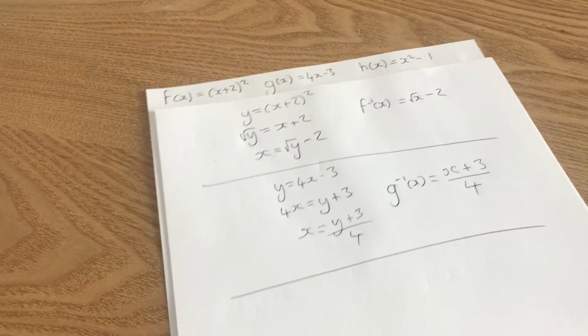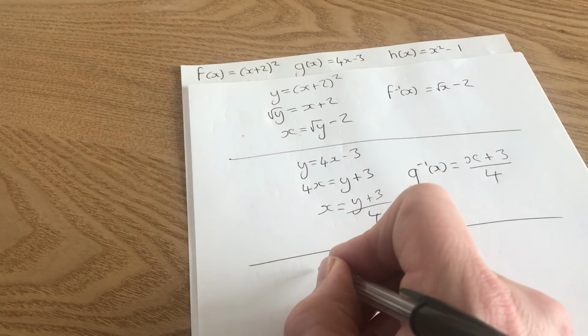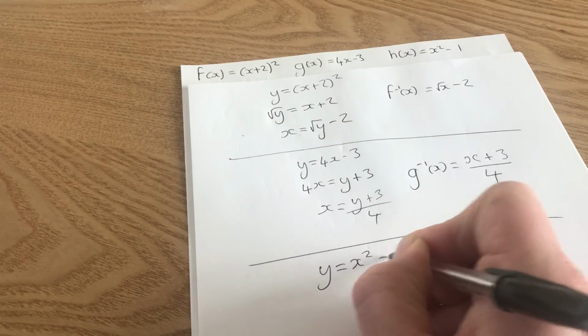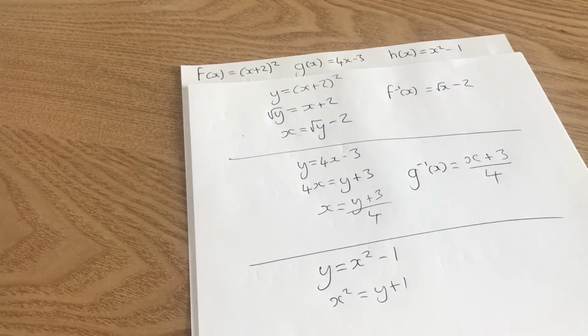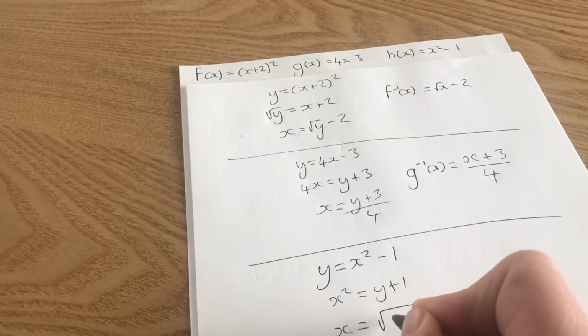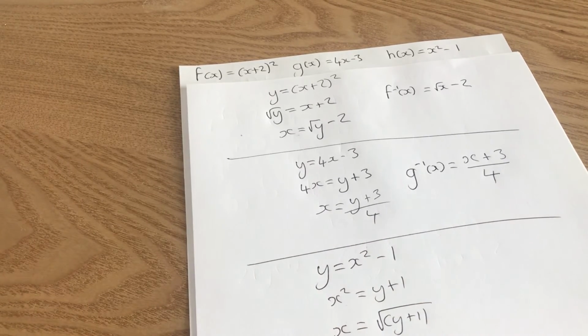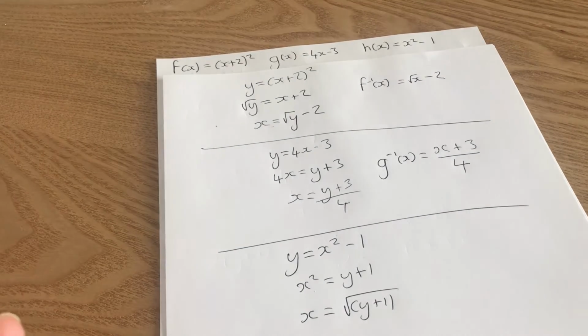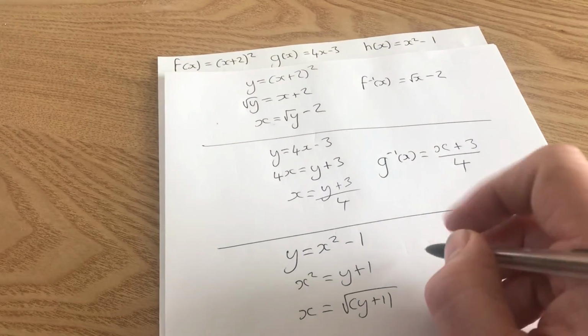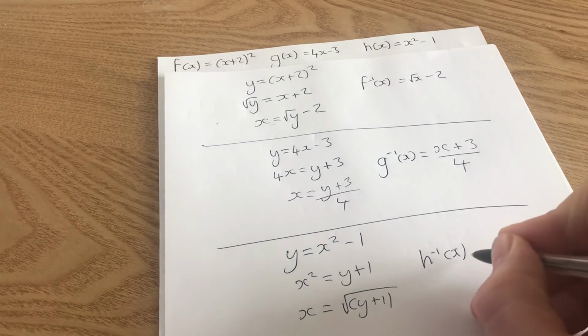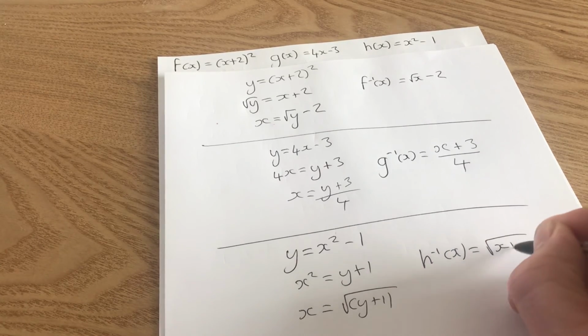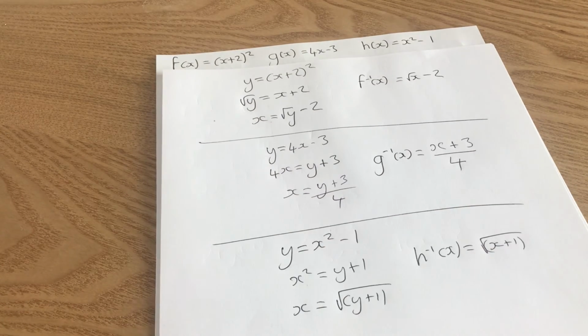Well, let's invert the last one, h. So y equals x squared minus 1. I want to get x squared on its own, so x squared equals y plus 1. And x is going to be the square root of y plus 1. Again, we're just assuming here, in this instance, the positive square root. Where there's a positive square root, there's a negative as well. So let's put the right notation in. h to the negative 1 of x equals the square root of x plus 1. I tend to like a little bracket around there, makes it clearer.